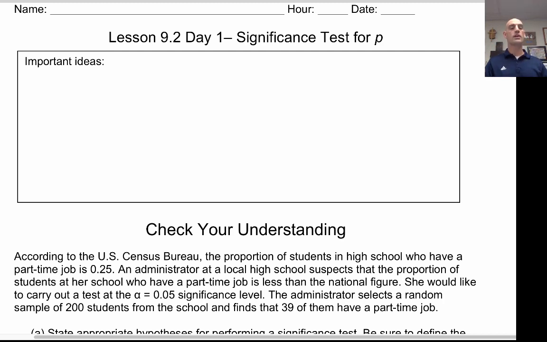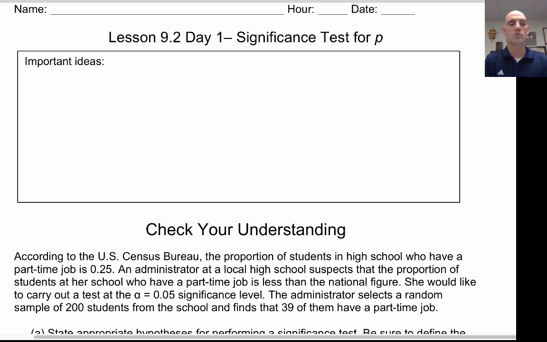Well, first of all, we get into a situation. Let's look at this problem down at the bottom here. According to the U.S. Census Bureau, the proportion of students in a high school who have a part-time job is 0.25. An administrator at a local high school suspects that the proportion of students at her school who have a part-time job is less than the national figure. She would like to carry out a test at the alpha equals 0.05 significance level. Okay, so think about what that means.